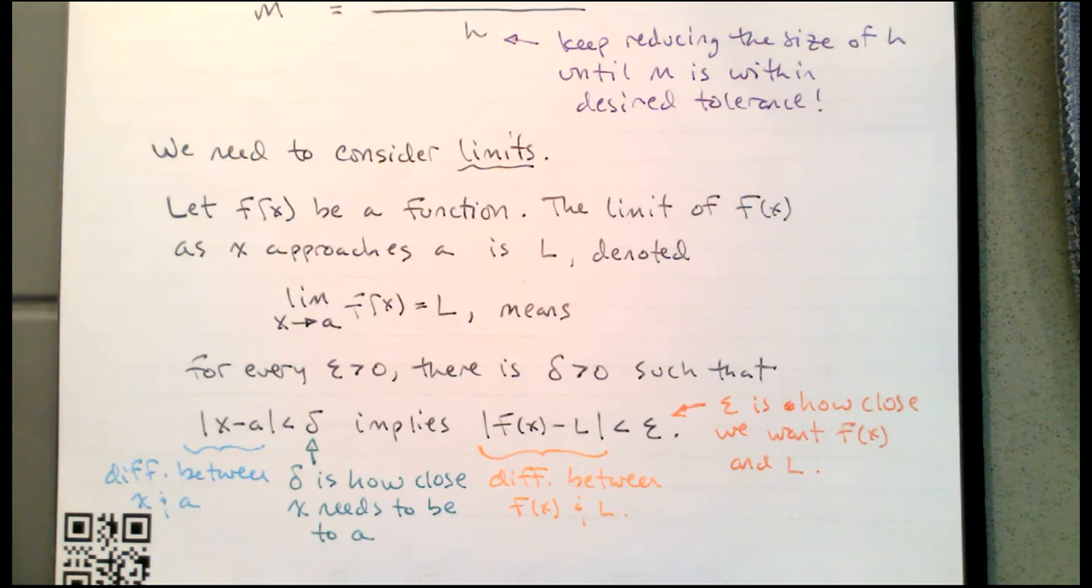Oh, x is getting closer to A. What do we mean when we say x is getting closer to A? We mean this. This is quantifying where this value is headed. Any questions?